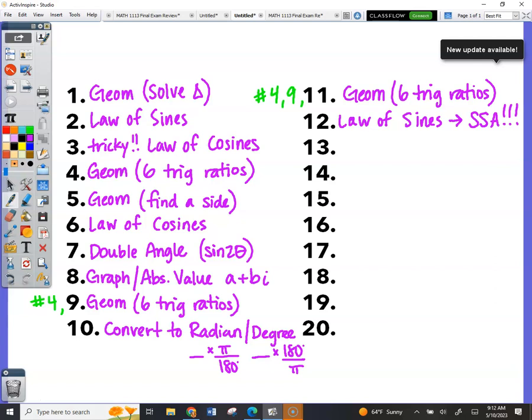Number 13 is on your formula sheet. 13 is the range of the inverse trig functions, which is at the bottom of your formula sheet. If you get 13 wrong, it tells me you didn't listen. See your formula sheet? See the bold colors?